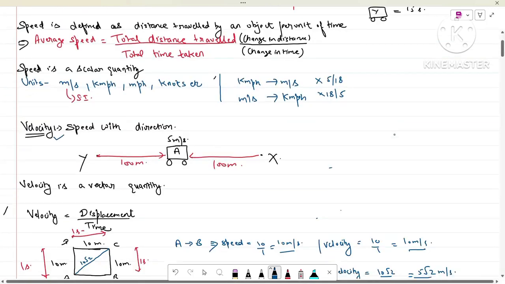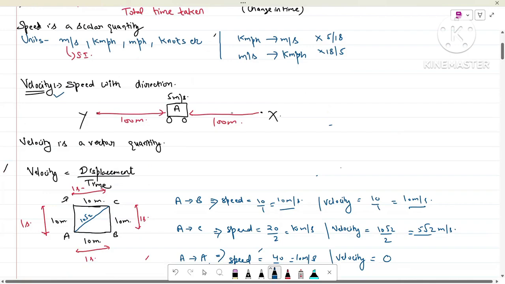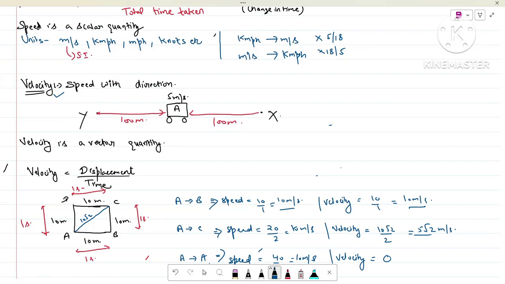Now let's move on to a new topic, velocity. Consider this trolley A moving at the speed of 5 meters per second. There are 2 points, one toward the right, that is point X at a distance of 100 meters, and another point Y at a distance of 100 meters towards the left. Now, if the trolley is moving at 5 meters per second, and I ask you, after 20 seconds, will the trolley reach point X or Y?